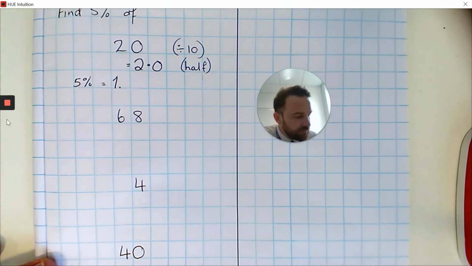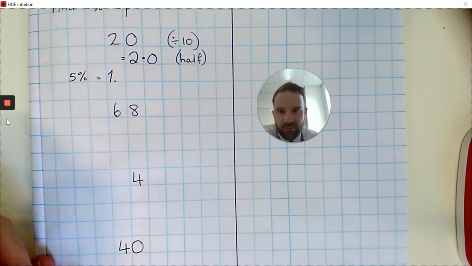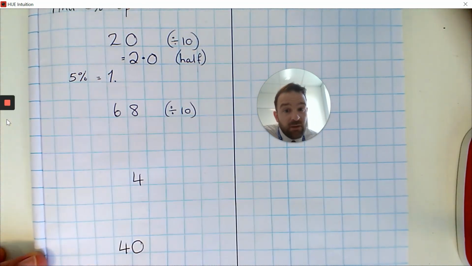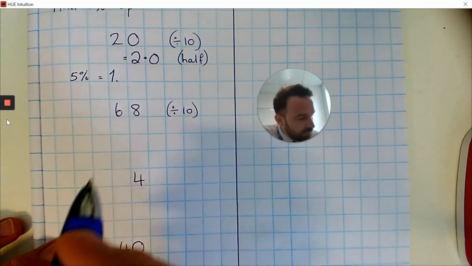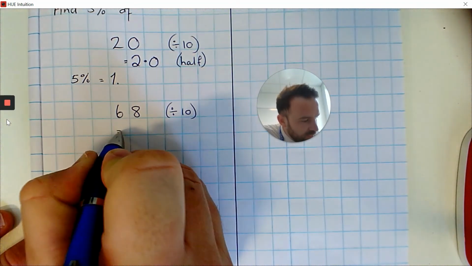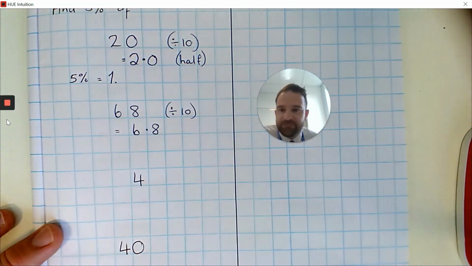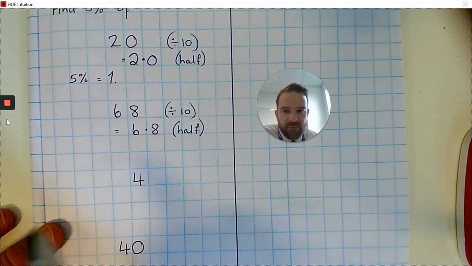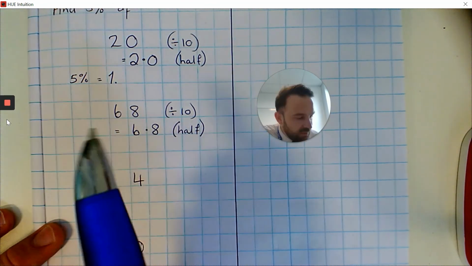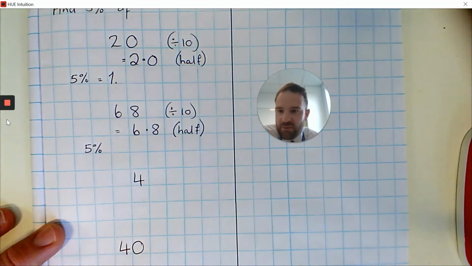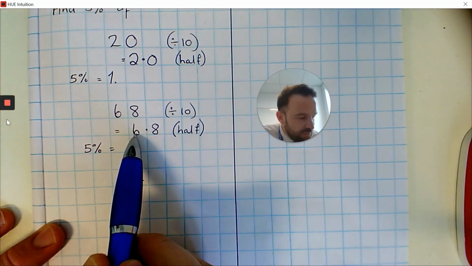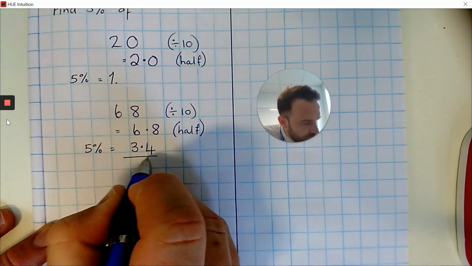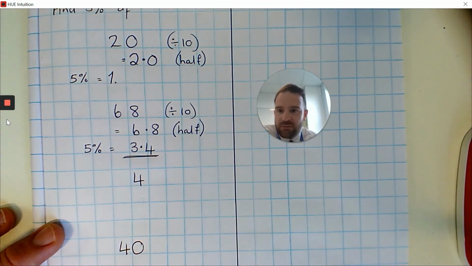Okay, next example, 68. I'm going to follow the same steps. My first step is to divide by 10 because this gives me 10%. So 68 divided by 10 equals 6.8. Then what I need to do is half this number, because if this is 10%, if I half it, it gives me what I want. It gives me 5%. So half of 6.8 gives me 3.4. So 5% of 68 is 3.4.